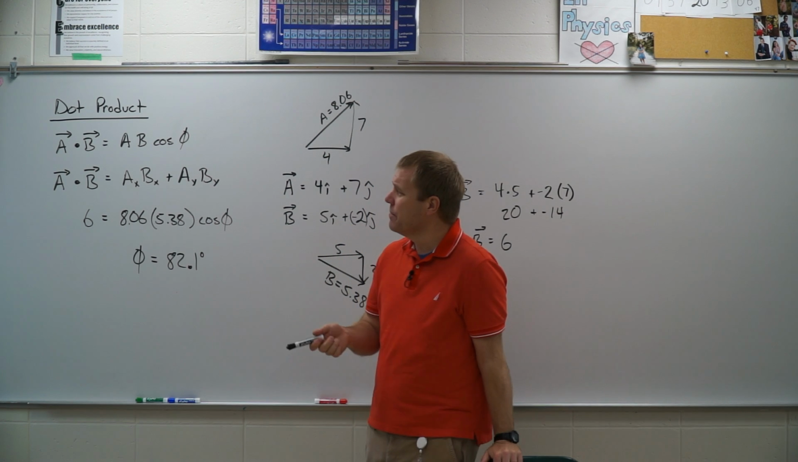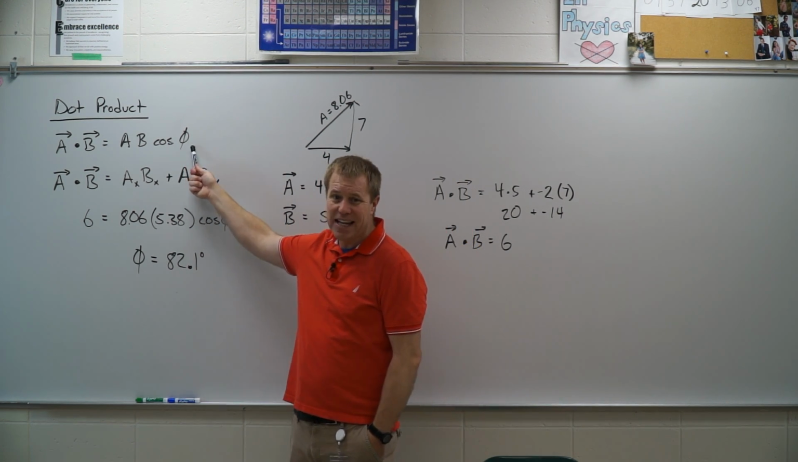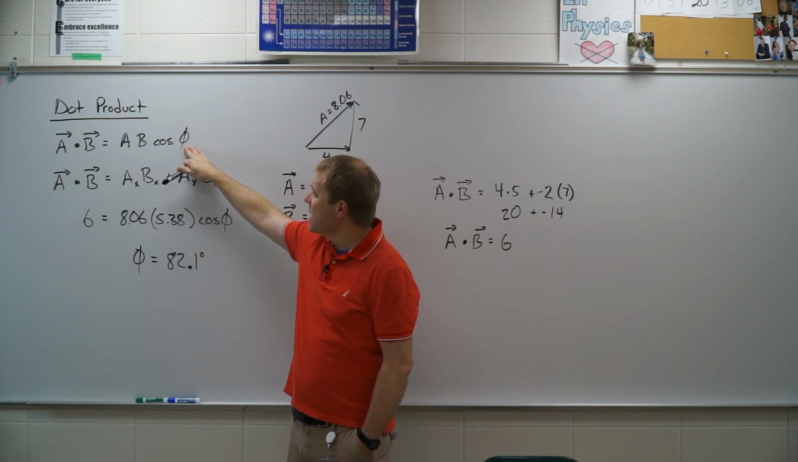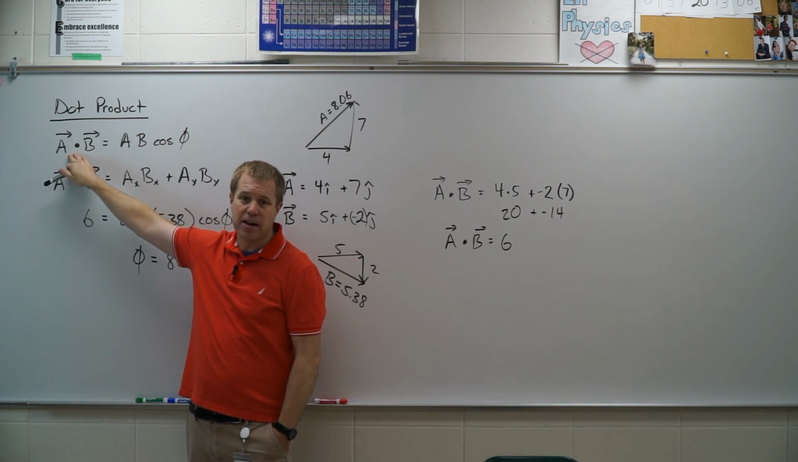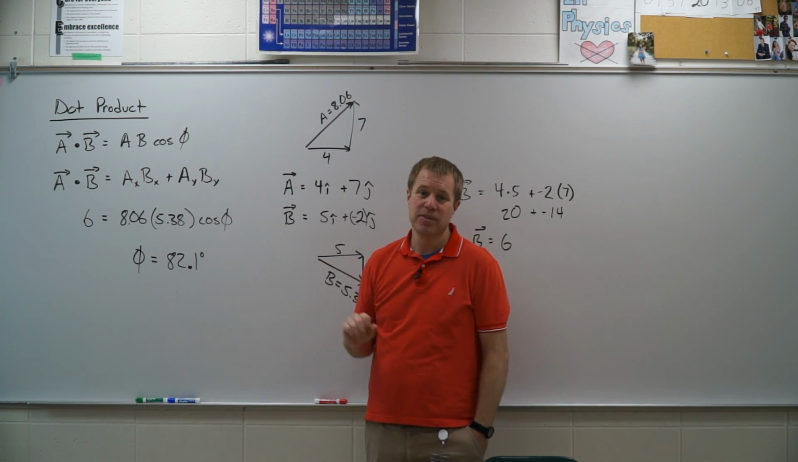Now, a cool side note about dot products: if the angle between them is 90 degrees, so if this phi is 90, the dot product is always 0. So we're darn close though, 82 degrees. All right, there you go.